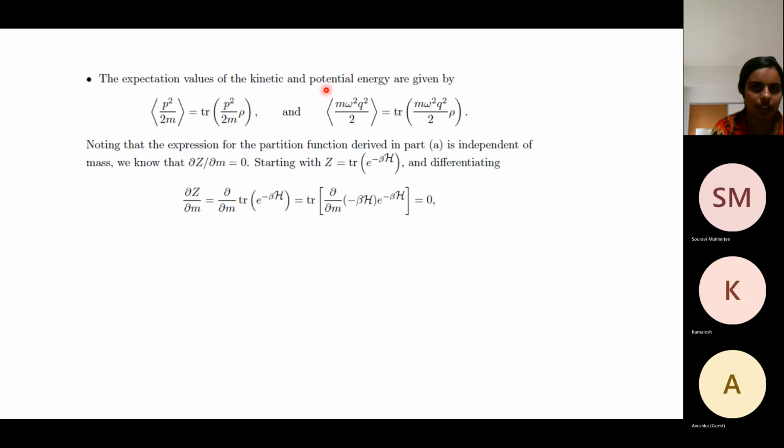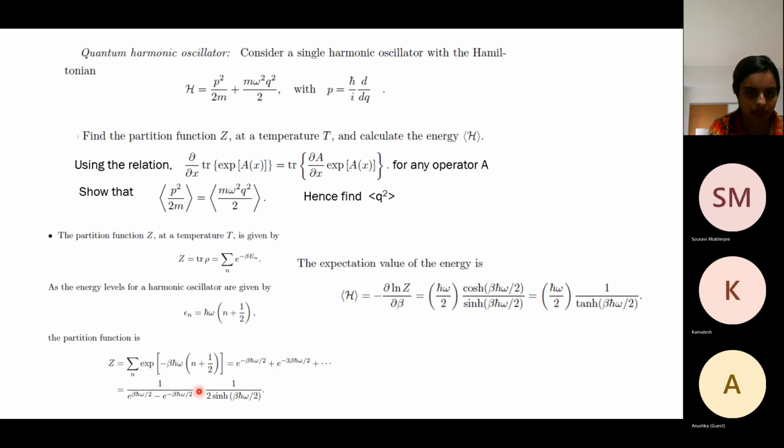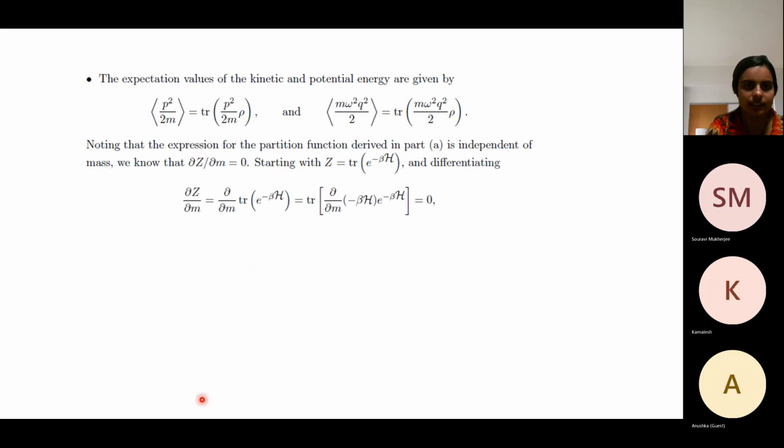And similarly, the expectation value of this term will be equal to the trace of this operator into rho. This is the definition of expectation value using the density matrix. Now, if you look at the expression for the partition function, it has no m dependence. There is no dependence on the mass of the particle. So that means del Z del m is equal to 0.